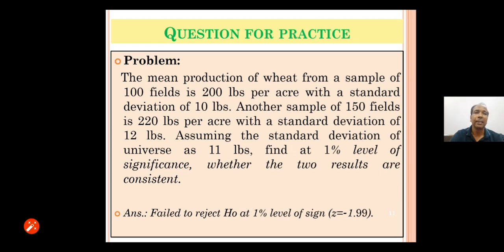The question goes like this: the mean production of wheat from a sample of 100 fields is 200 lbs per acre with a standard deviation of 10 lbs. Another sample of 150 fields gives 250 lbs per acre with a standard deviation of 12 lbs. Assuming the population standard deviation is known to be 11 lbs, find at the 1% level of significance whether the two results are consistent or not.